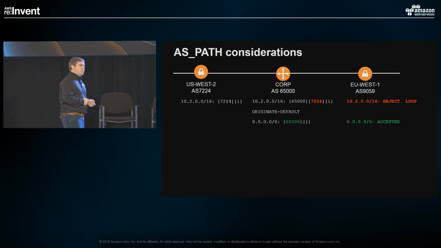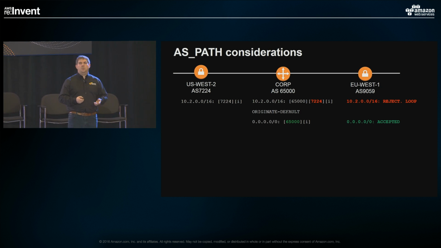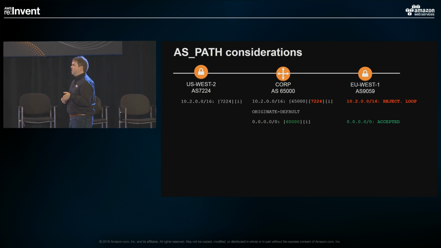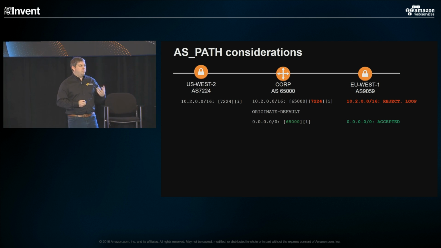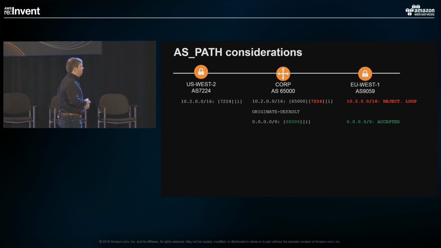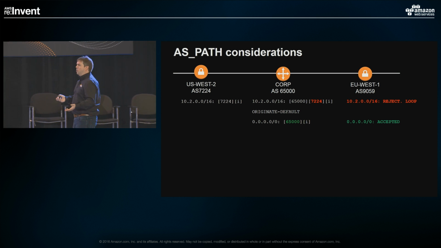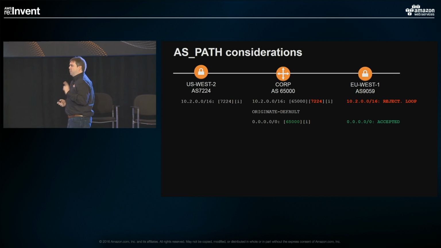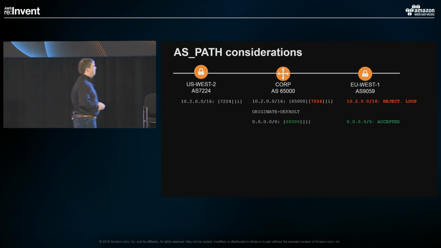One example I wanted to use here was that you could actually change the way you're announcing routes into the EU West 1 region. You can actually configure your router, the last hop before the VPC, to originate a default route. So this time, this 0/0 route is going to originate from your 65,000 network. And of course, we're going to accept that because there is no routing loop, there's no 7224, there's no 9059. But this probably isn't quite what you wanted to achieve. You didn't want a default route, you just wanted to route to the other VPCs across the globe.